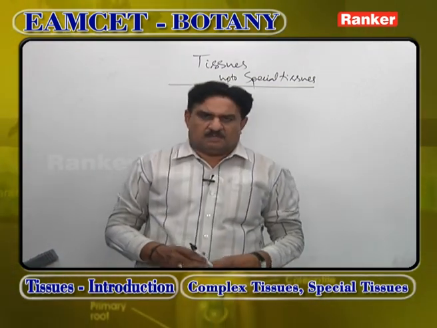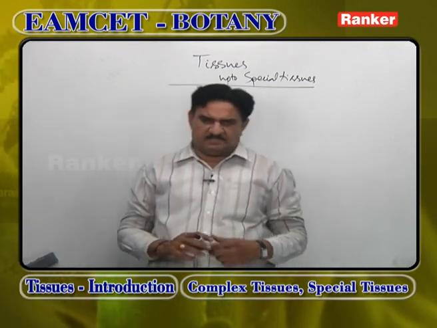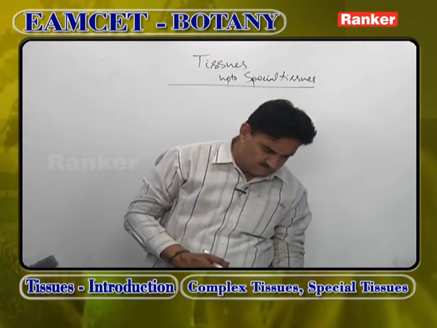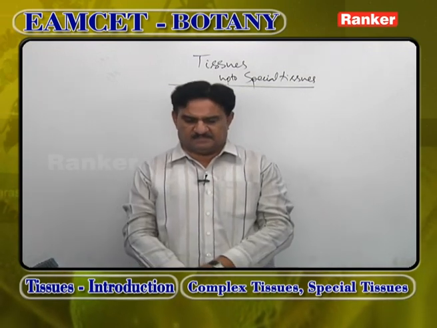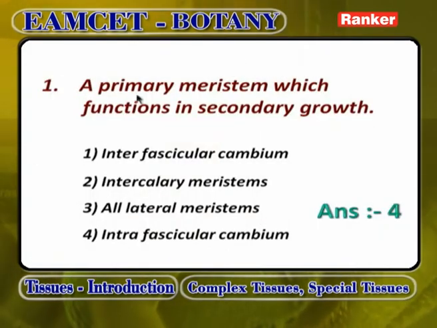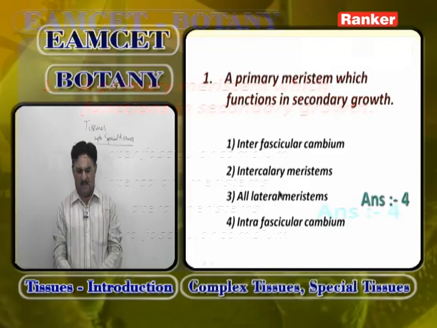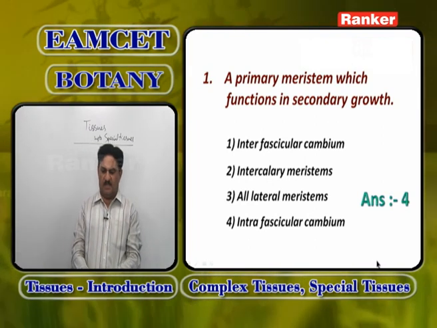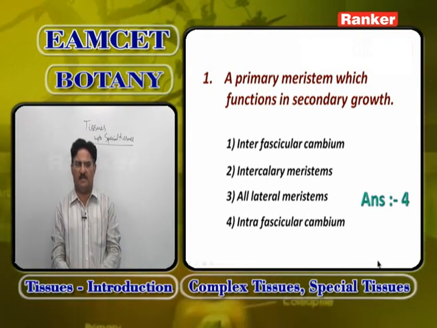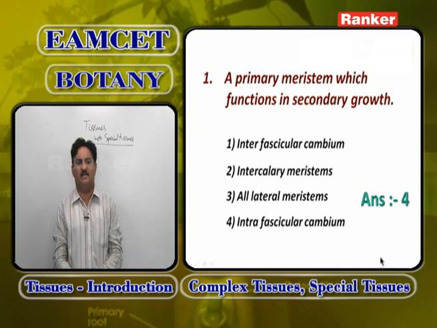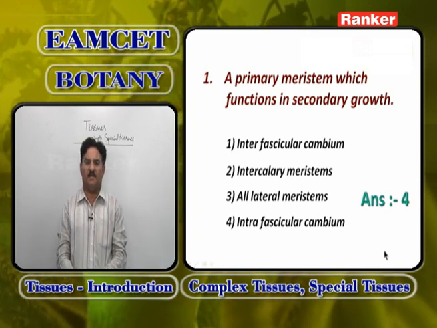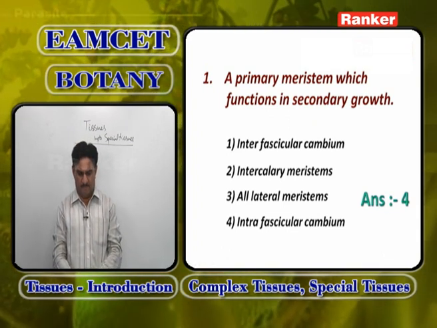Now, some of the questions regarding these chapters, starting from introduction meristem to special tissues. First question: a primary meristem which functions in secondary growth. It is basically a primary meristem, but it helps in secondary growth. Interfascicular cambium is not a primary meristem, it is a secondary meristem because it is formed by the dedifferentiation of parenchyma cells in medullary ray.